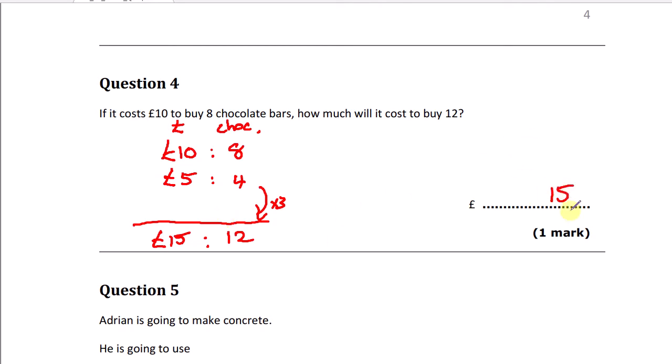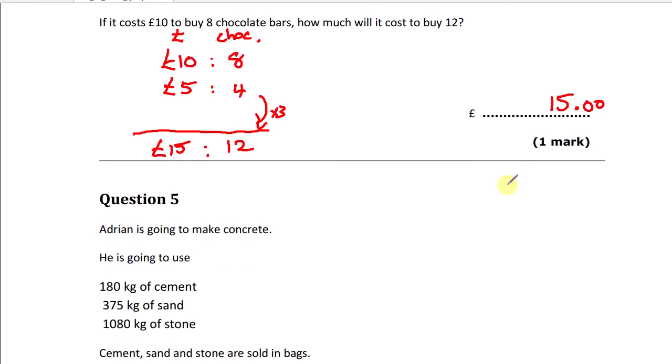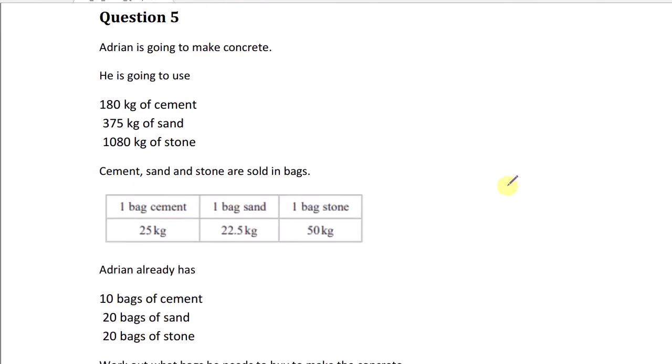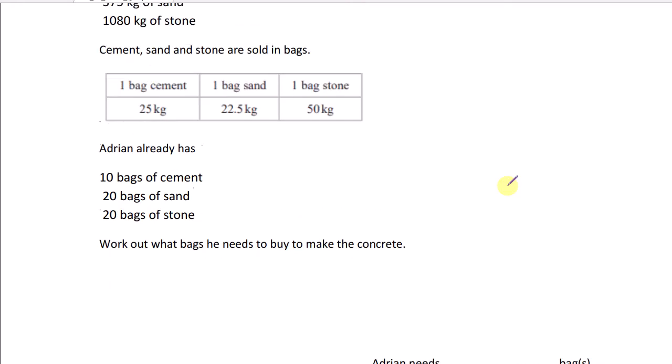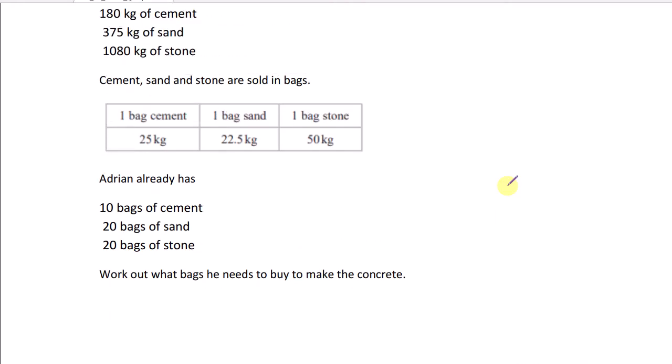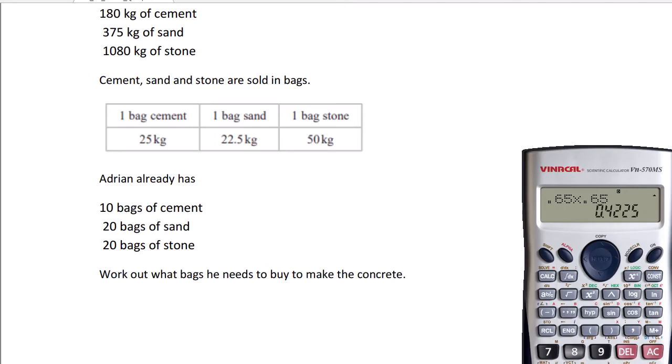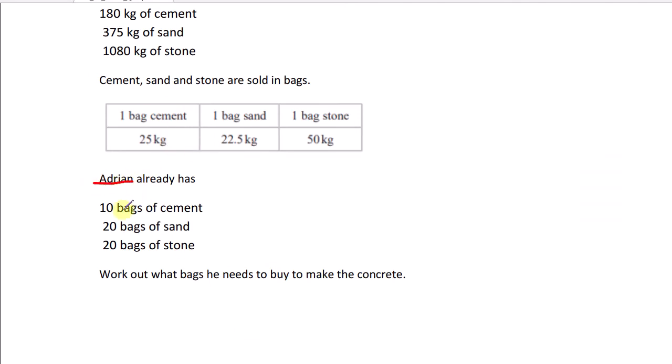But we've got £15. If you're talking money, remember if they're going to pence, always show 2 decimal places in pounds for pence. These questions, 3 marks for this is actually quite generous, because really all we need to work out is how much stuff has Adrian already got. So if he's got 10 bags of cement, each one is 25 kilograms, he's got 250 kilograms.